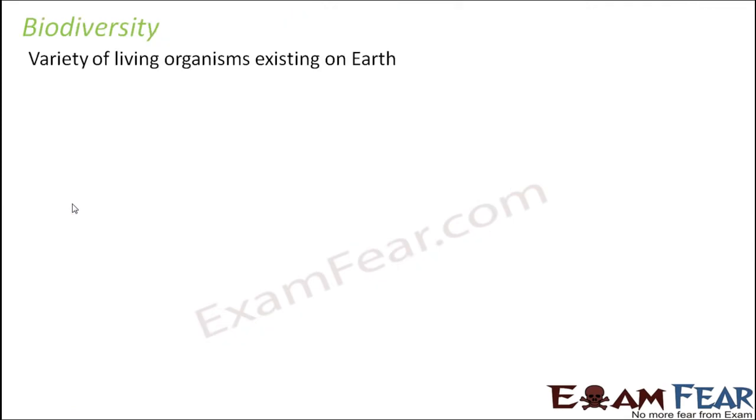So what is biodiversity? As I mentioned, it is the variety of living organisms existing on earth. The word biodiversity is made up of two parts: bio, which means life, and diversity, which means variety. That is why it is the variety of living organisms which exist on earth. Now this biodiversity can happen at many different levels. Whenever we talk about variety of living organisms, that means those living organisms belong to two different varieties because they have differences amongst each other.